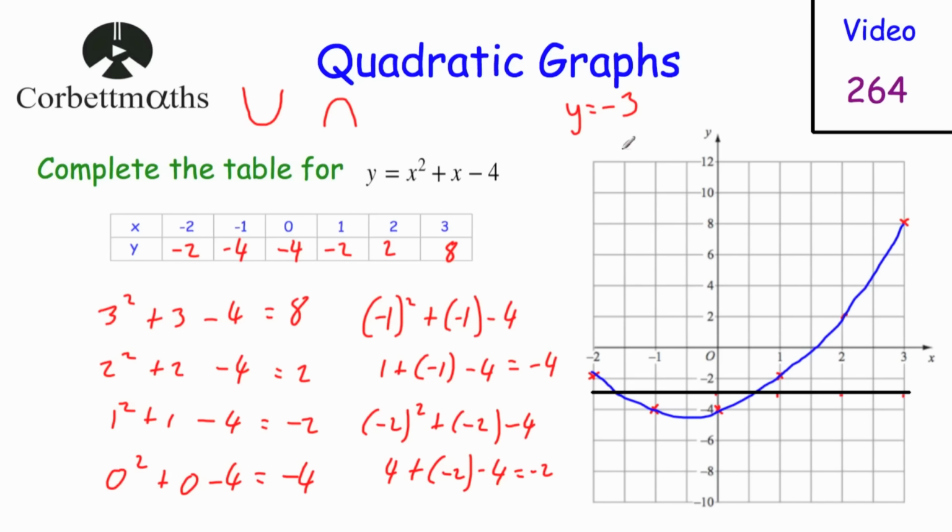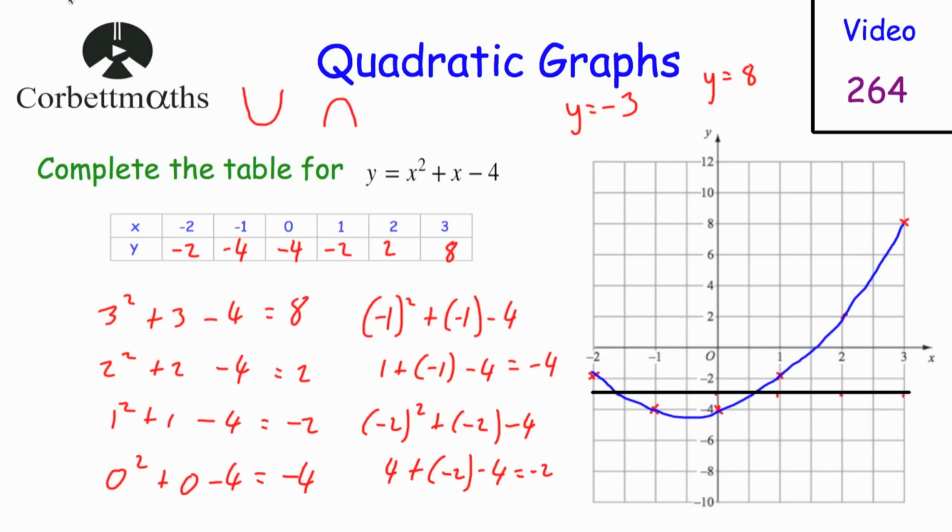So y equals a number graph will be a horizontal line, and it'll be horizontal going through whatever the number is. So if it was y equals negative 3, it'll be a horizontal line going through negative 3 on the y-axis, because all the coordinates on that line have a height of negative 3. If it was y equals 8, it would be a horizontal line going through 8, and so on.